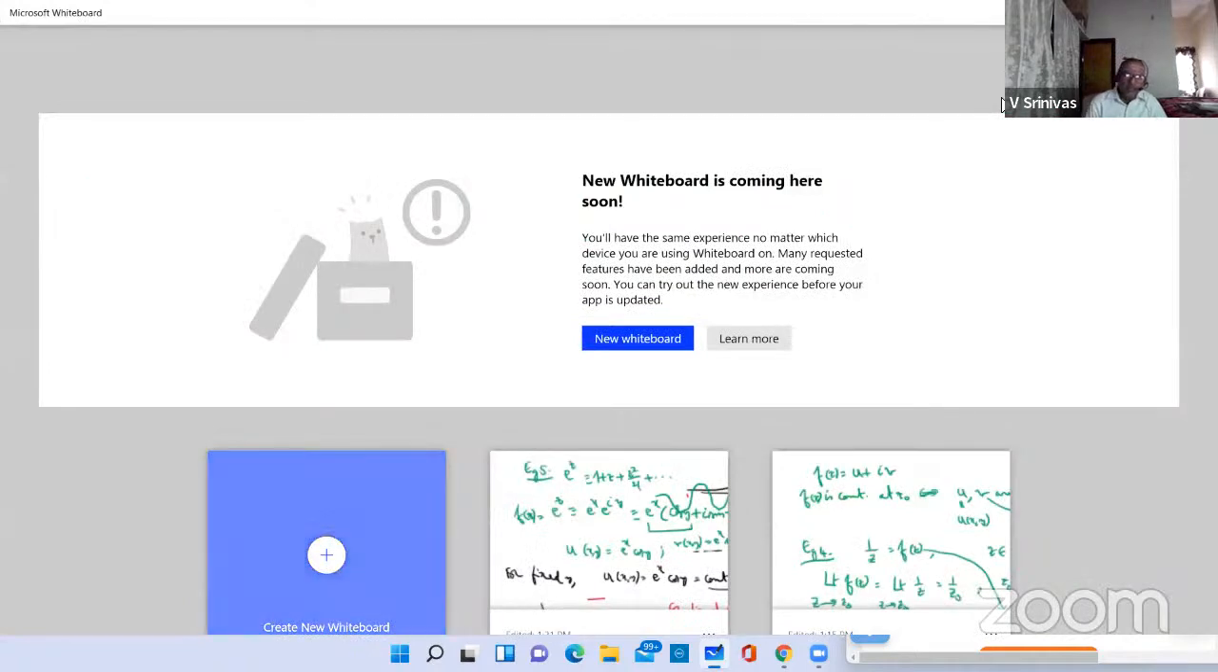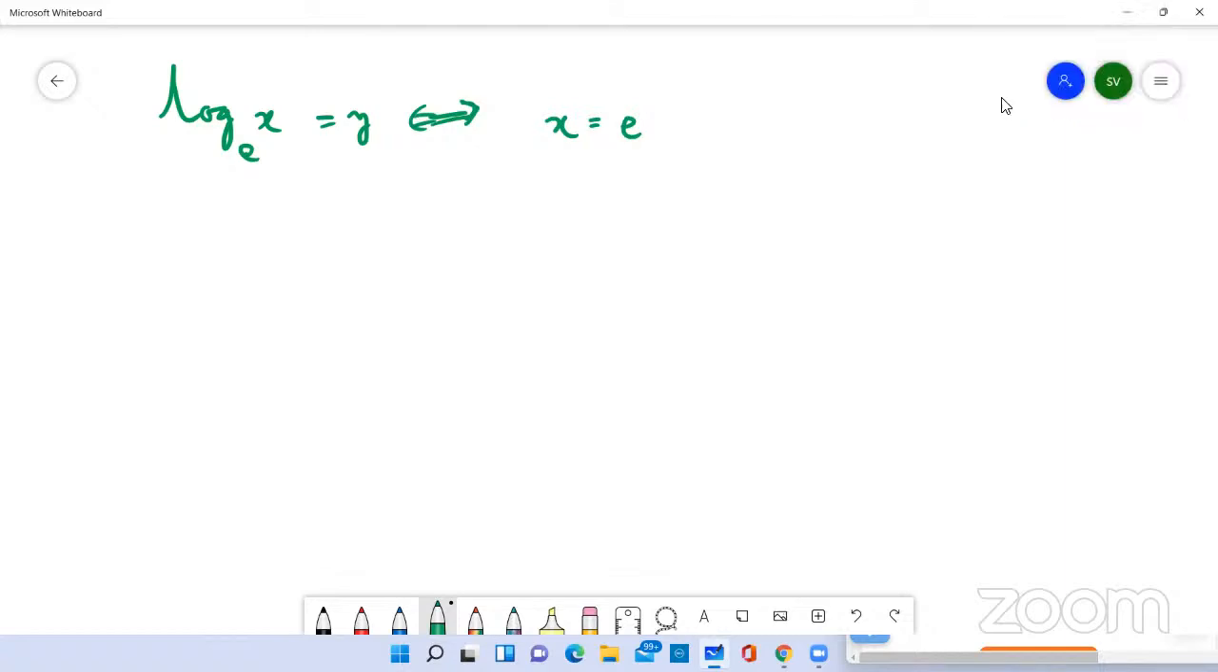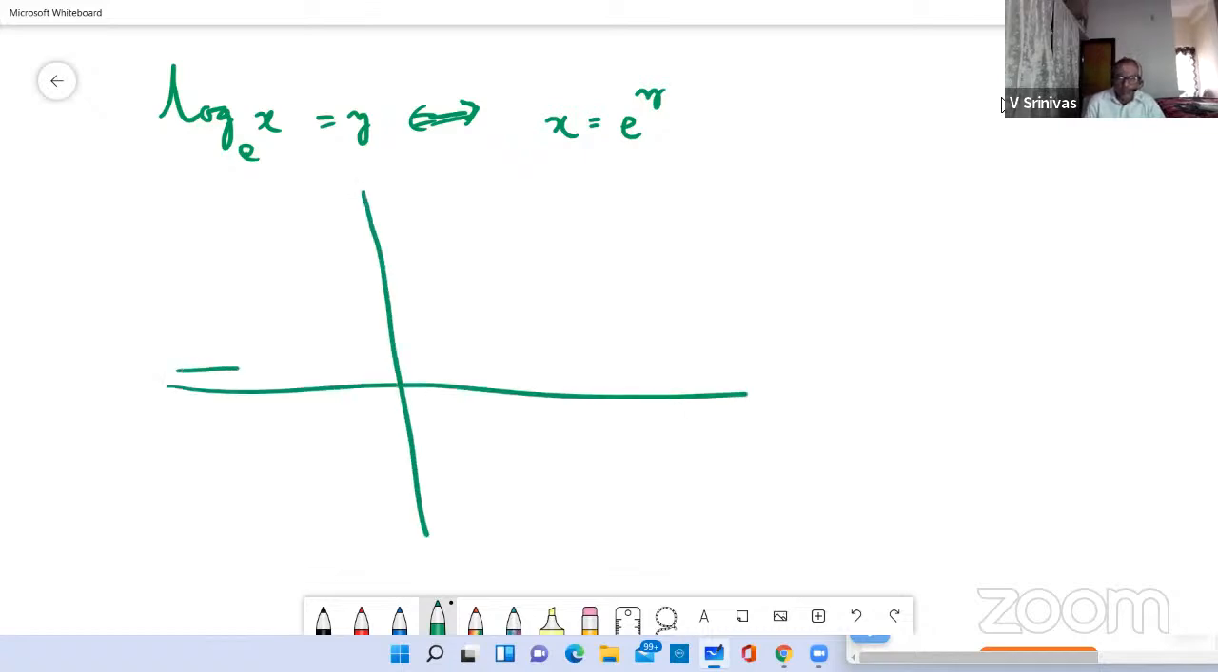Do you remember what the Neperian logarithm is? What is log x to the base e? How do you define this? This is equal to y if and only if x is equal to e^y. If the base is e, this is called the natural logarithm. If x is equal to e^y, we write it like this. These two are equivalent. I said the graph of the exponential function is something like this.